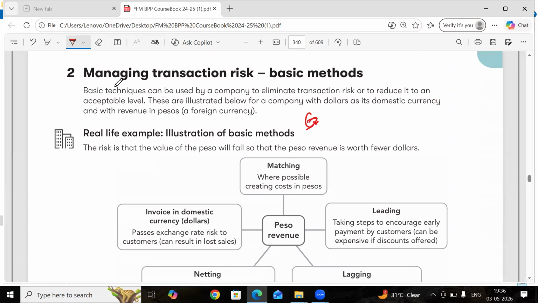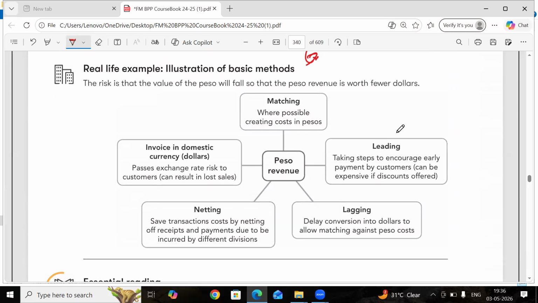Now we have to manage transaction risk. There are certain methods. Matching, where possible, creating cost in pesos. Now, what is this matching? What do they mean by this? So we'll have a discussion on this. Some practical examples we'll take.